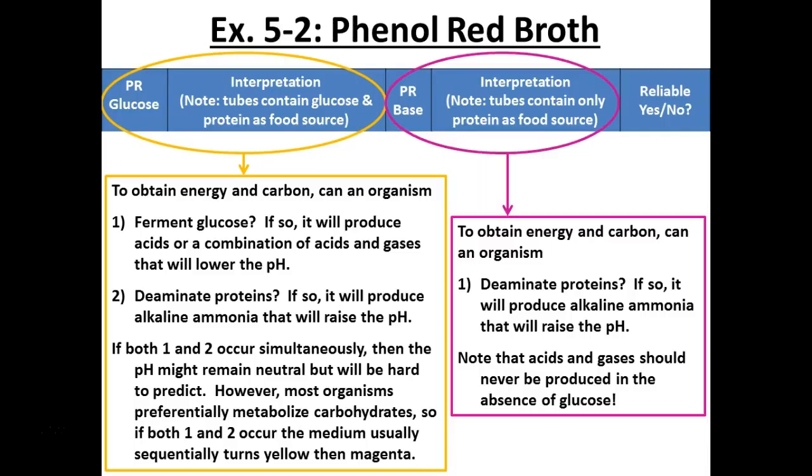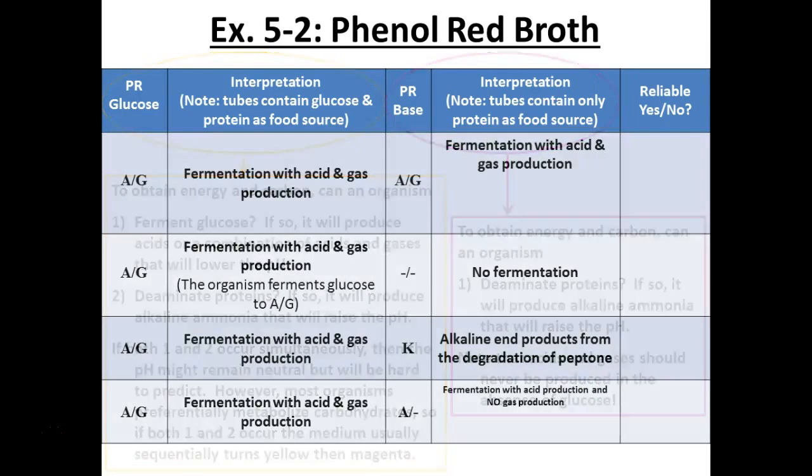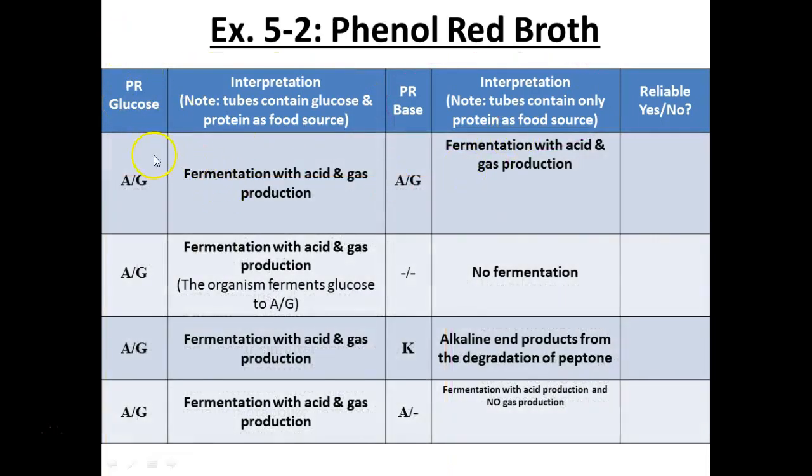So when they ask you about the reliability of the tests that they run in the chart, you're really looking at that second tube, right? Is that possible for the second tube, for it to have the result there? So all of these are possible. We're just basically learning our code, right? So with sugar, can you get acid and gas production? Absolutely, right? It could ferment the sugar, produce acid and gas. You've got a yellow tube with a bubble. If you have a protein-only tube, could it be yellow with a gas bubble?